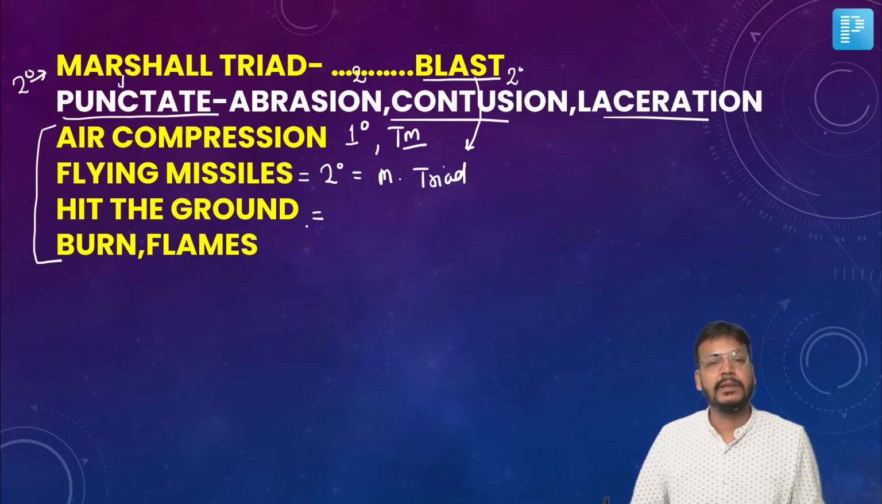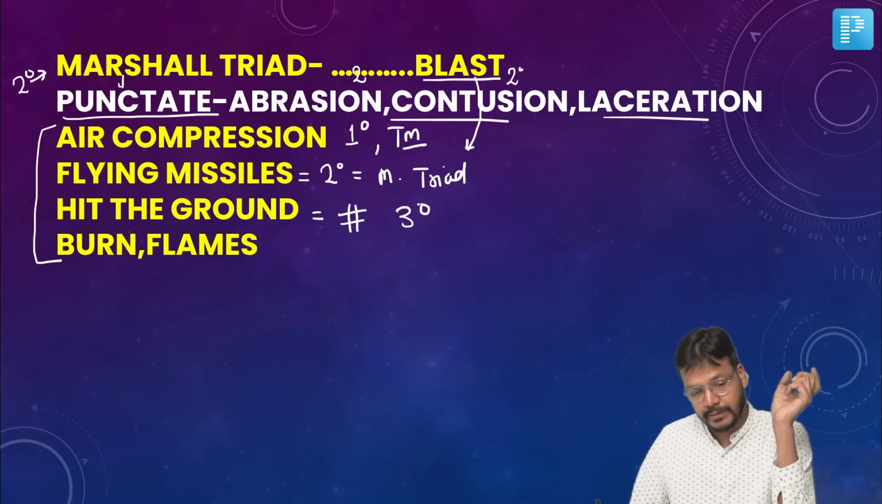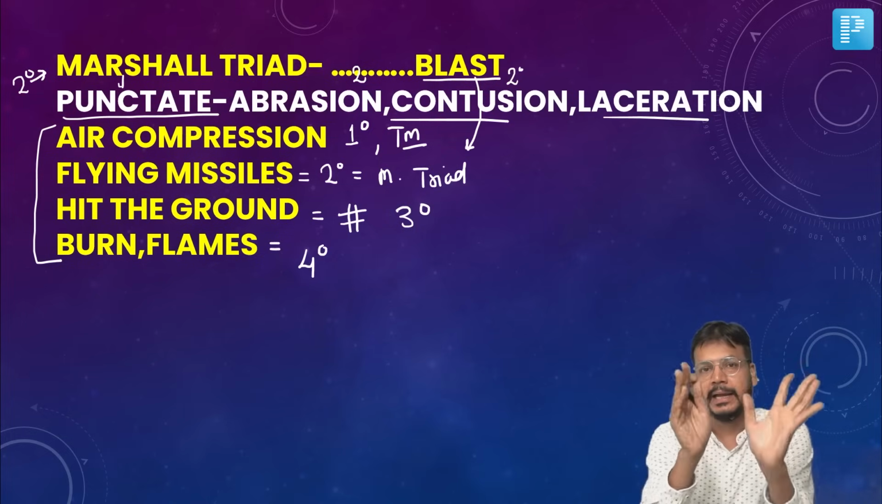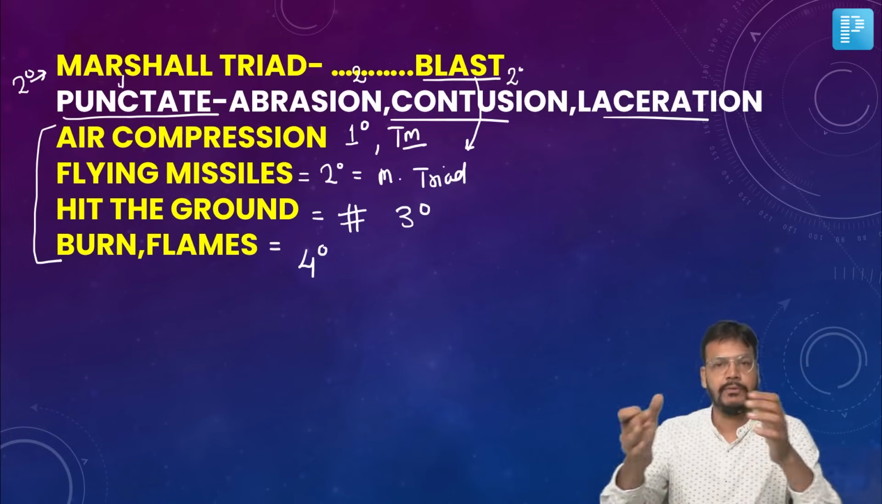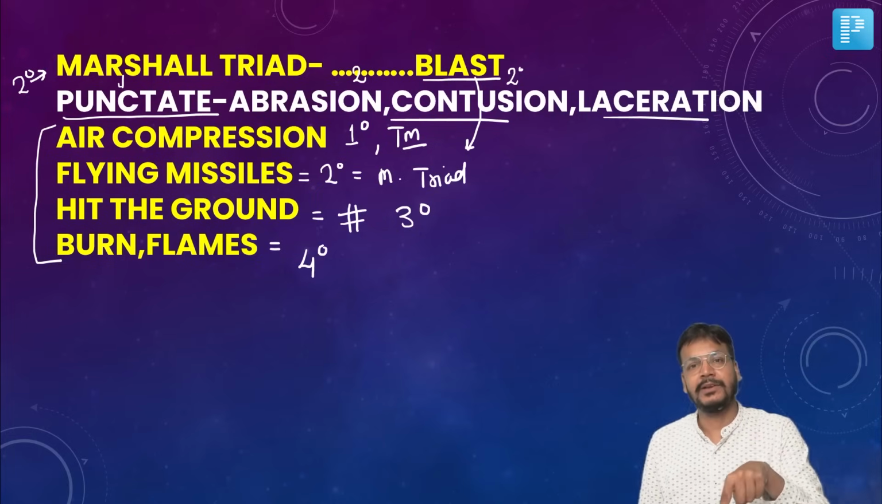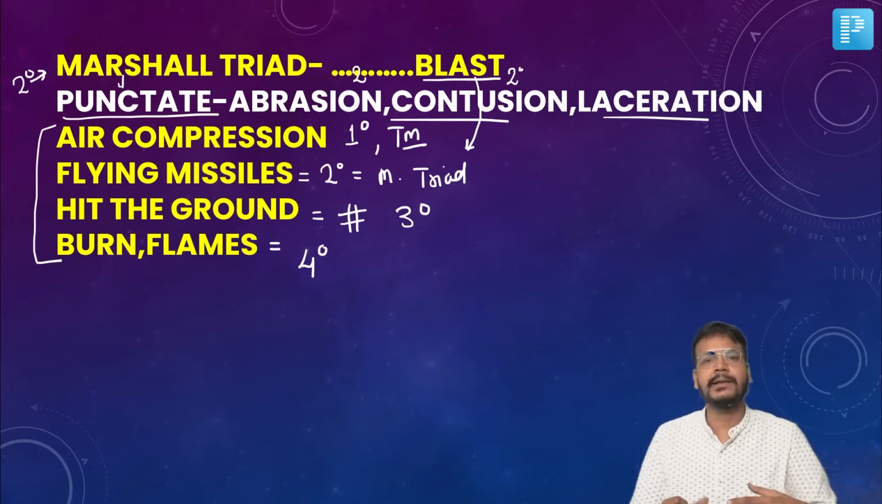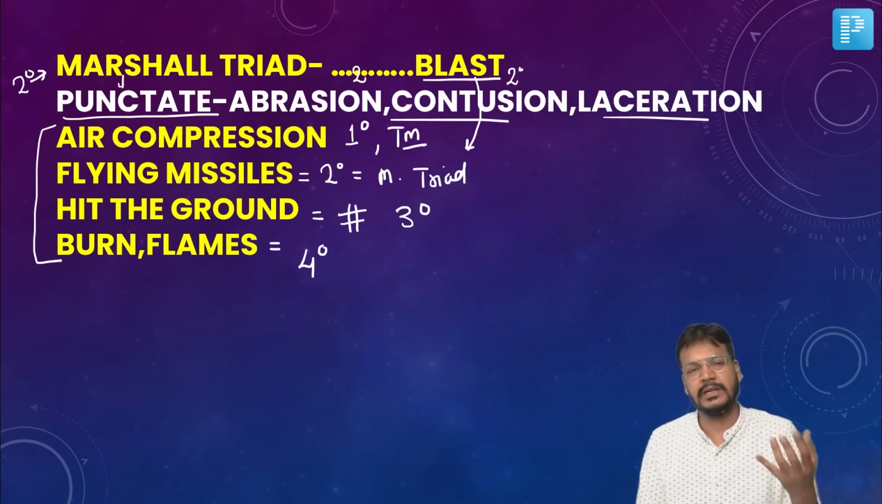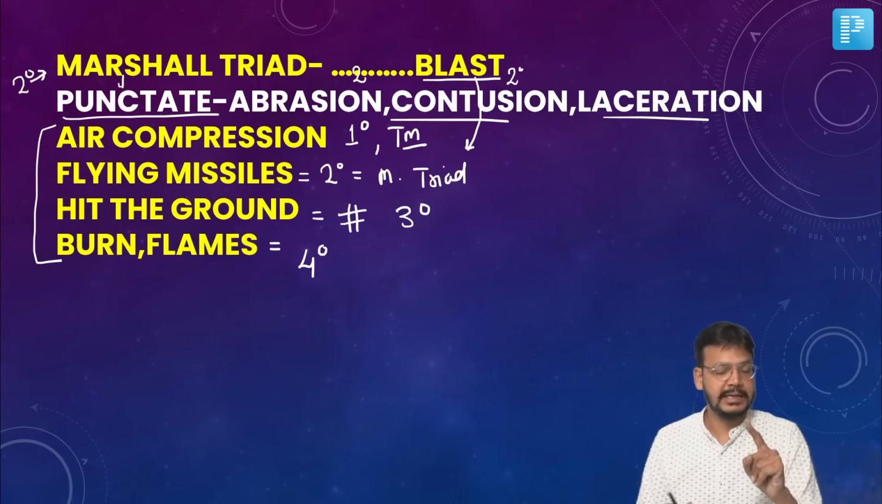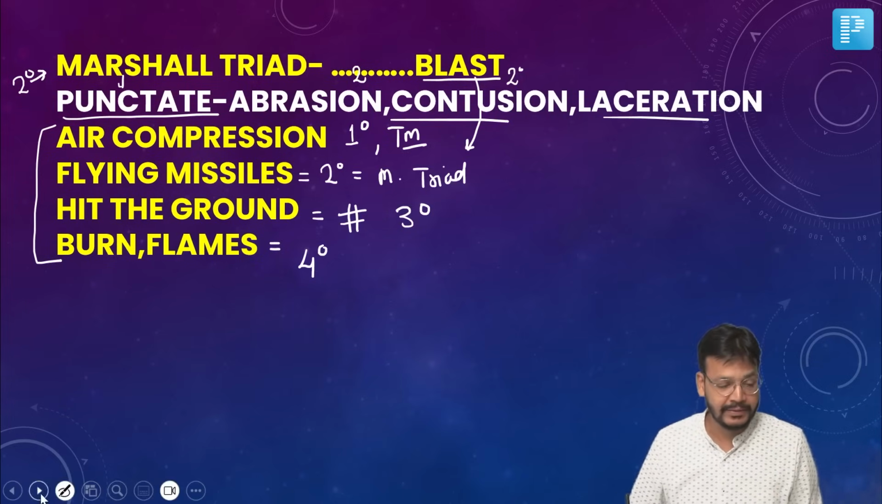Hitting the ground, there will be multiple fractures, that will be tertiary blast injury. And burn or flame produces quaternary blast. Air compression, primary blast. Flying missile, secondary blast, producing Marshall triad. When objects hit, there will be punctate abrasion, contusion or laceration. Hitting the ground, tertiary blast, multiple fractures, and burn marks, quaternary blast. The question will come on Marshall triad, secondary blast.